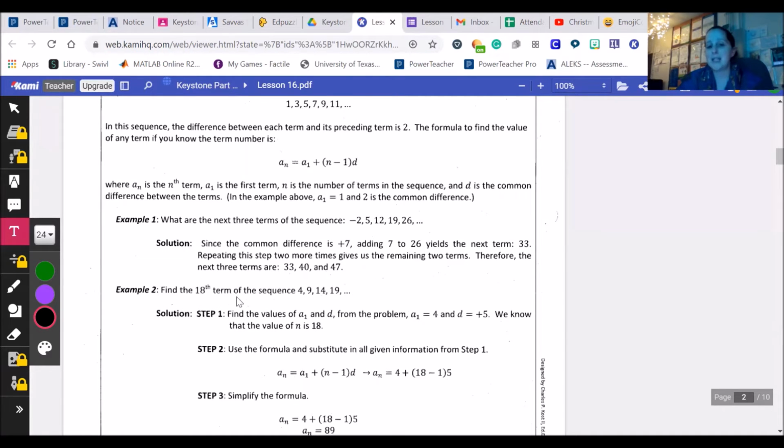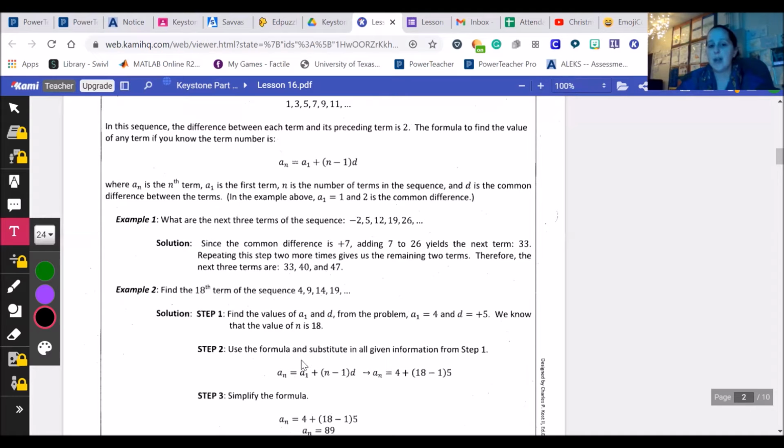I want to find the 18th term of the sequence 4, 9, 14, 19. I find the values of a sub 1 and d. Now I could find the difference. There's a plus 5 in between each of these. I could add until I got to my 18th term, but this is a lot easier. So the first number is 4, and my difference is 5. We know that the value of n is 18.